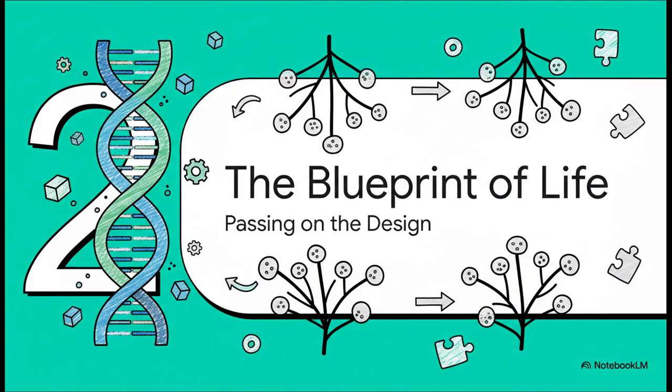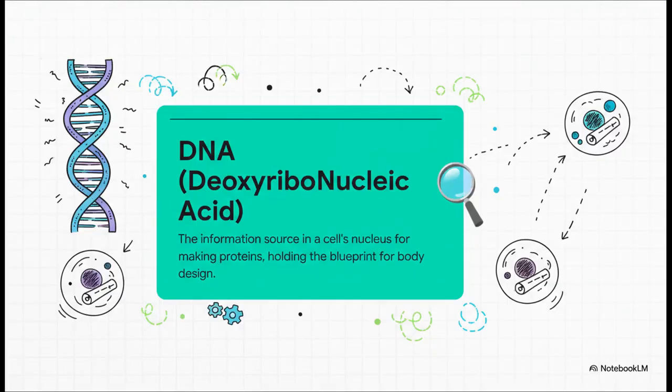Okay, so if the main goal is creating more of the same kind of organism, they all need to have a pretty similar body design. But how does that design get passed on? Well, it all comes down to a kind of master blueprint. And that blueprint is DNA, deoxyribonucleic acid. You can think of it like the ultimate instruction manual for building a body, and it's stored safely inside the nucleus of a cell. It contains all the info for making proteins, which basically build and run the whole show.